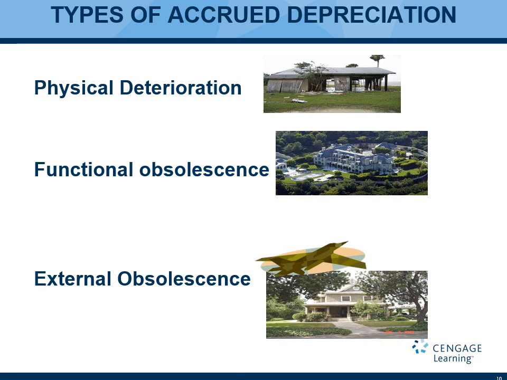So this is going to be something that would be like environmental. Maybe you have increased traffic in a particular area. Maybe you have a conversion of the neighborhood from residential to rental. Maybe there is a decline in demand, so that would be an economic circumstance. So these are all things that you have no control over. There's nothing that you can do. So that is an example of external obsolescence.